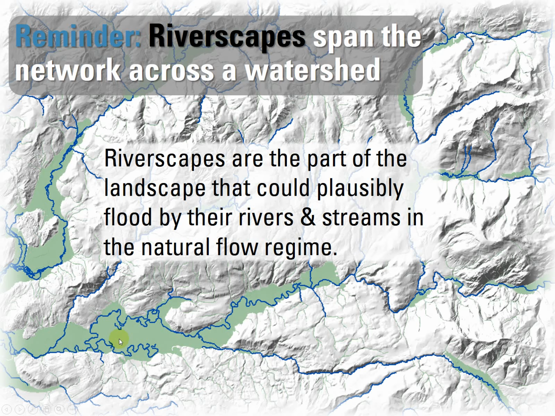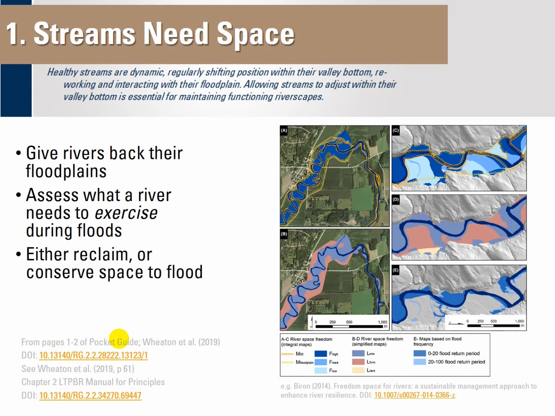Okay. So just a reminder, we talked about this earlier today, but riverscapes are the part of the landscape that could plausibly flood by their rivers and streams in the natural flow regime. So this is inclusive of active channel and or channels and or active floodplains, as well as, we'll see in the planning module, the inactive portions of that riverscape.